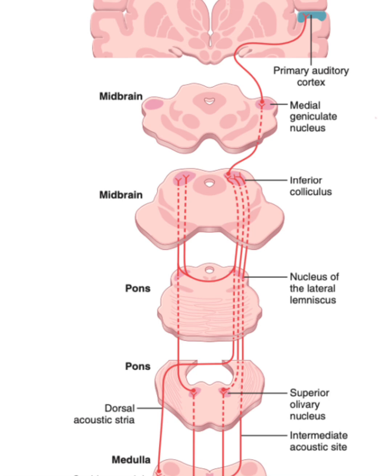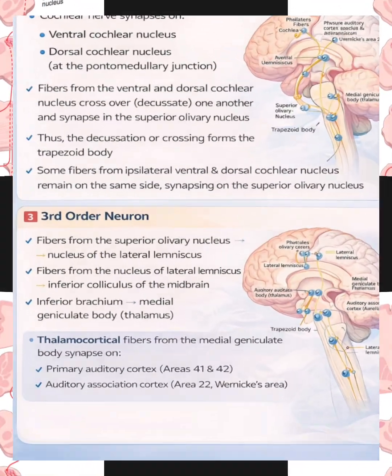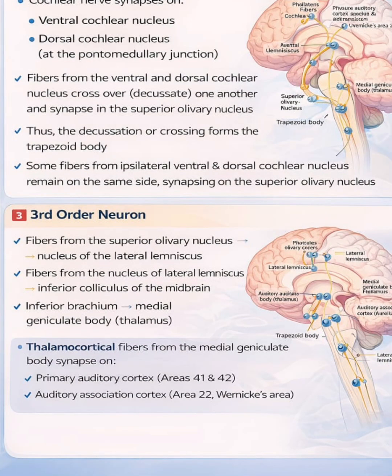Now in your third order neuron, there's what we call the thalamocortical fibers. The thalamocortical fibers connect the thalamus and the cerebral cortex. So the thalamocortical fibers carry this information from the thalamus, which is the medial geniculate body, down to what we call the inferior radiation. When they take it to the inferior radiation, they snap on the primary auditory cortex, which is area 41 and 42. The primary auditory cortex is located in the temporal lobe. So when they snap on the primary auditory cortex, area 41 and 42, you tend to interpret what you just heard. You tend to now understand that it's a car.